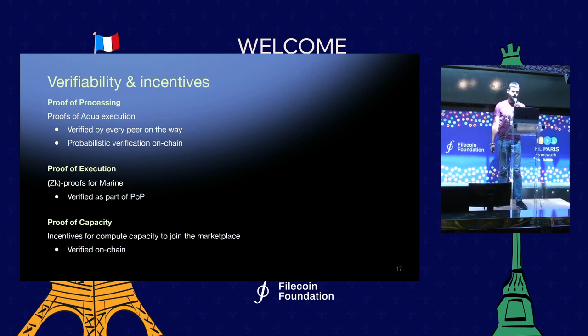And after that, we have probabilistic verification on chain. You can ask which chain. I hope, and the goal is to use FVM. We're going to run on FVM. Verification should be done on Filecoin. Another part is proof of execution. That's the proof of actual compute.